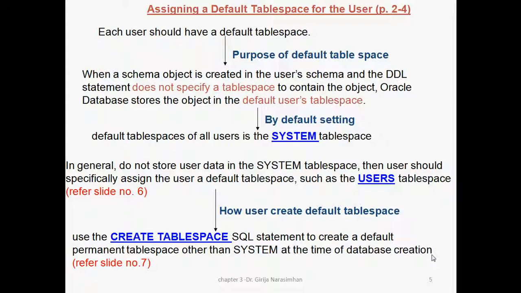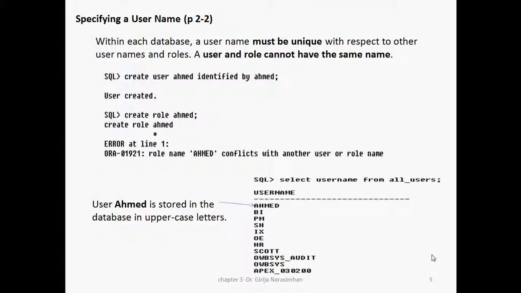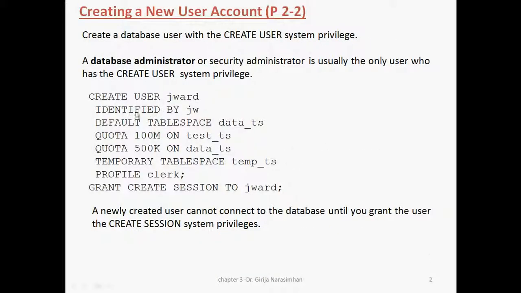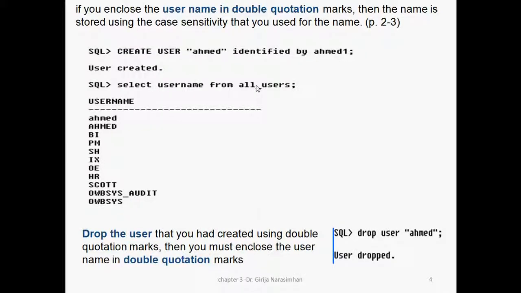Now, part number 2, assigning a default tablespace. First we created users: create user, username, identified by password. Username is Javed and identified by JW. Here also it is the same: create user, username, identified by, this is my password. This is compulsory; you should give identified by, then only will it be authenticated by the database. Identified means authenticated by the database. This is the password I should supply. So the first line is over, part 1 is over.